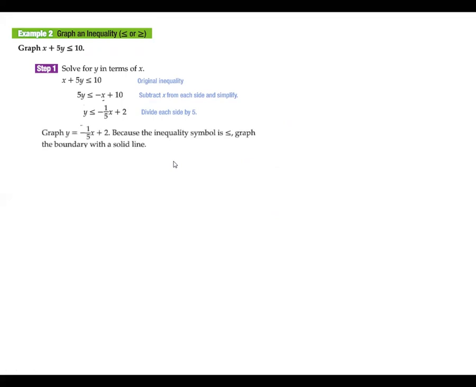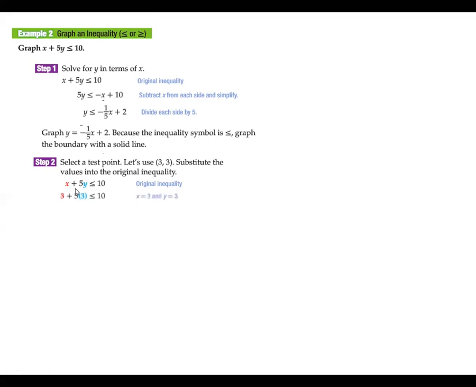Okay, so you graph the equal to part. So you would have a y-intercept of 2 and a slope of negative 1/5. And then you substitute a point. They use the point 3, 3. I would have picked 0, 0 because it works a lot more simply. But you can really use any point as long as it's not on the line.